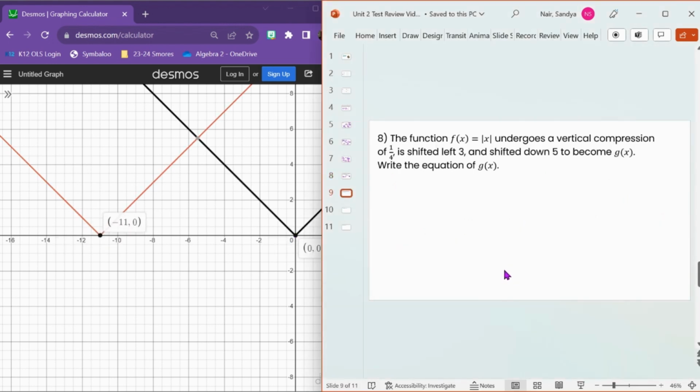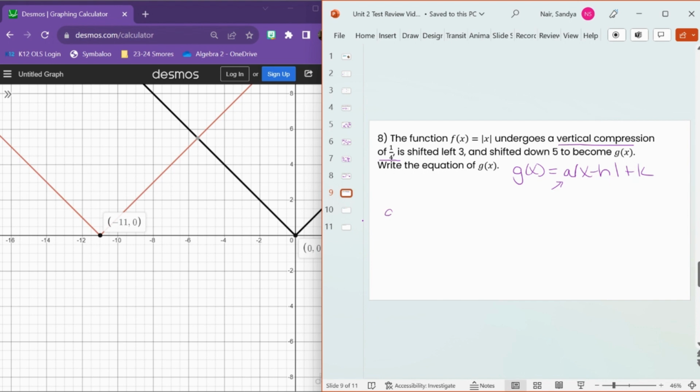Okay, so now here it says the function f of x equals the absolute value of x undergoes a vertical compression of 1/4, is shifted left 3 and shifted down 5 to become g of x. Write the equation of g of x. Okay, so we have to think about what all these transformations are. So remember, we're thinking g of x equals a times the absolute value of x minus h plus k. Okay, so vertical compression. So if you use that chart that I gave you, it tells you that a tells us whether we have a vertical compression or not.